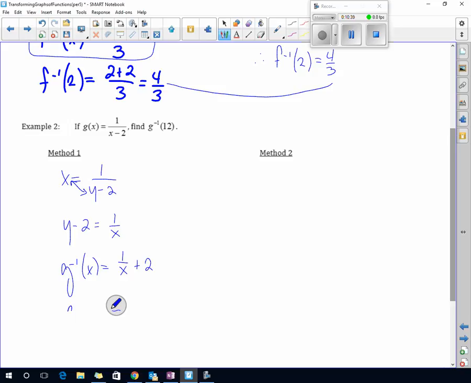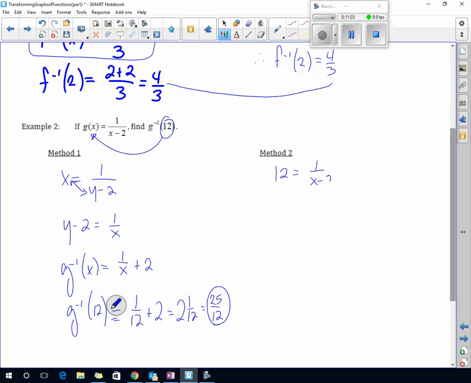Again, method 2 says that this input goes into the output of the previous. So 12 equals 1 over x minus 2. Again, we have to do a switcheroo there. So x minus 2 equals 1 over 12. And x equals 1 over 12 plus 2, which is 2 and 1/12, which again gives me 25 over 12 as my final answer.